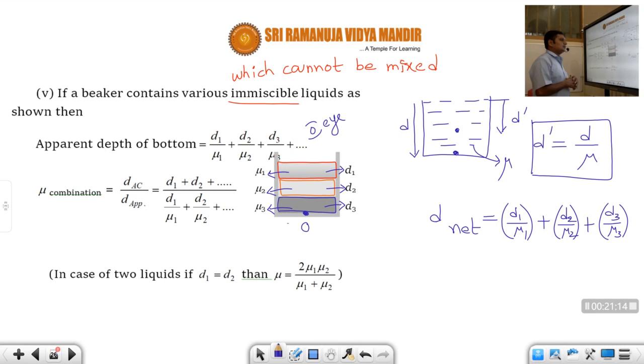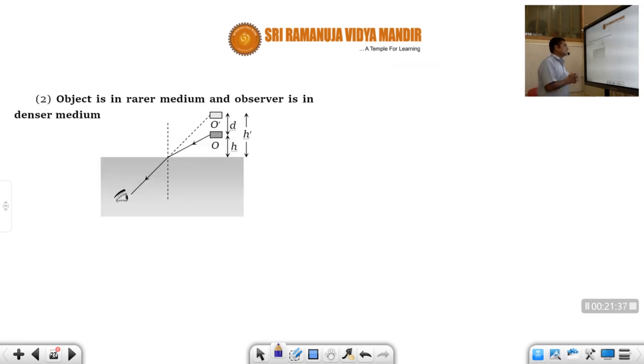Until now we have studied when the object is in a denser medium and you are in a rarer medium. Now the opposite: you are in a denser medium and the object is in a rarer medium. For example, you are inside water and you are seeing some bird outside. Will it appear nearer to you or far from you? That is our next case. So the object is in a rarer medium and the observer is in a denser medium. Here it is opposite. In the previous case the object appears nearer to you, so in this case the object appears far from you, and the formula is also the opposite of the previous formula.